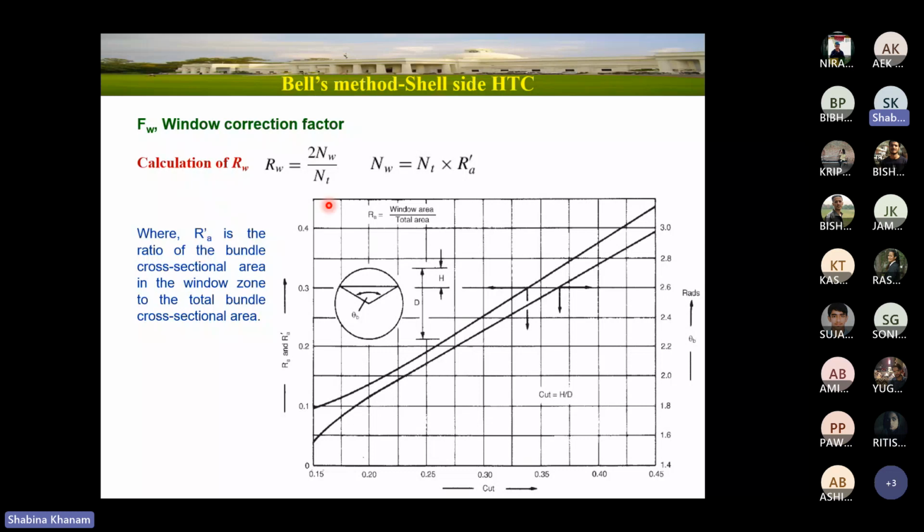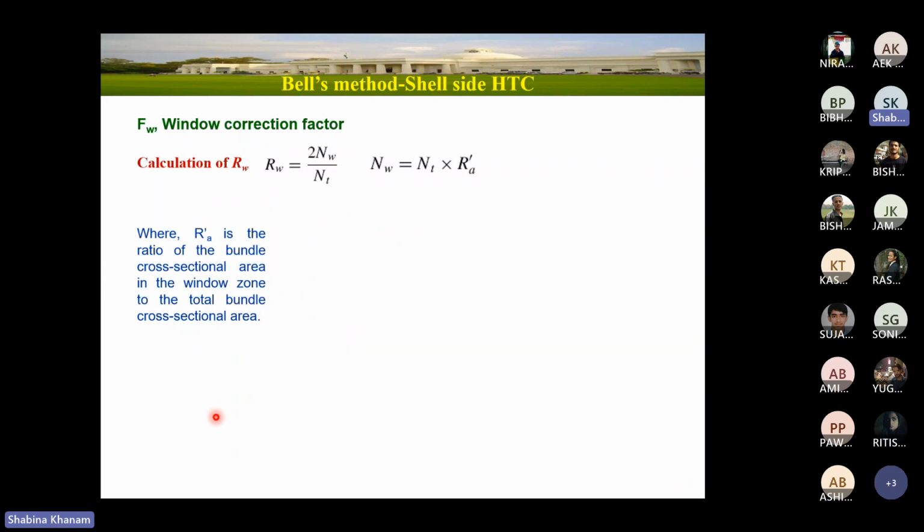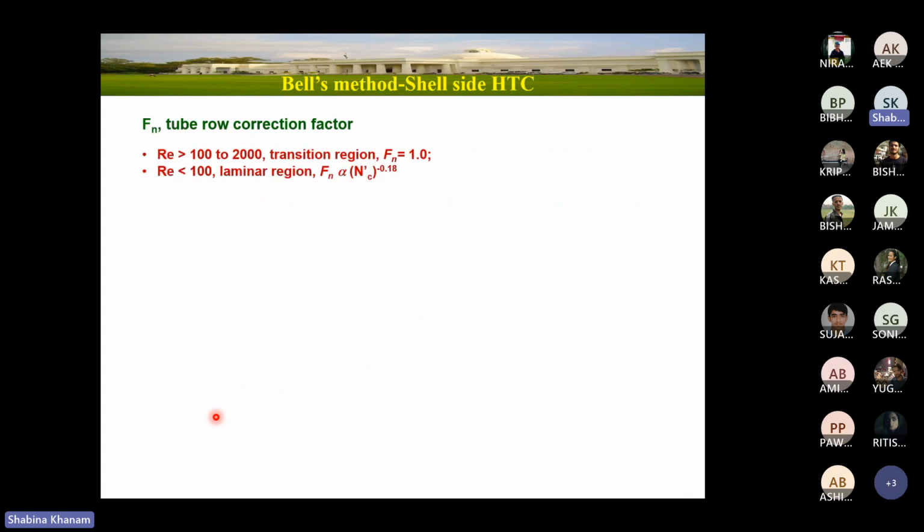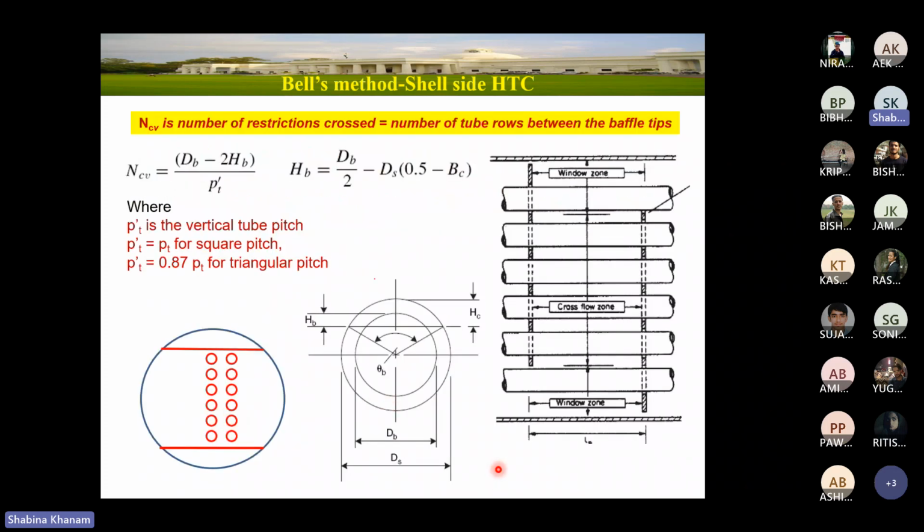The point to consider here is that RA prime depends on the bundle cut, and RA depends on the baffle cut. I'll try to make you understand what I mean. When we consider RA prime, it will depend on the bundle cut, and the bundle cut would be HB by DB, right? HB by DB will be the bundle cut.